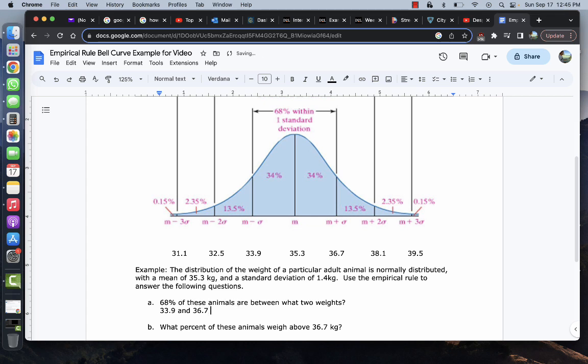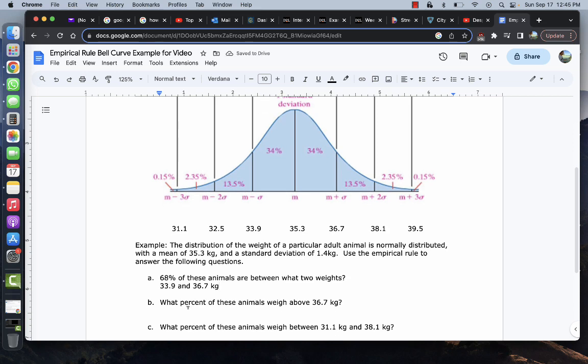These are the weights, excuse me. So 33.9 and 36.7 kilograms. Okay, next, what percent of these animals weigh above 36.7 kilograms? Well, 37.66 kilograms is 1 standard deviation above.